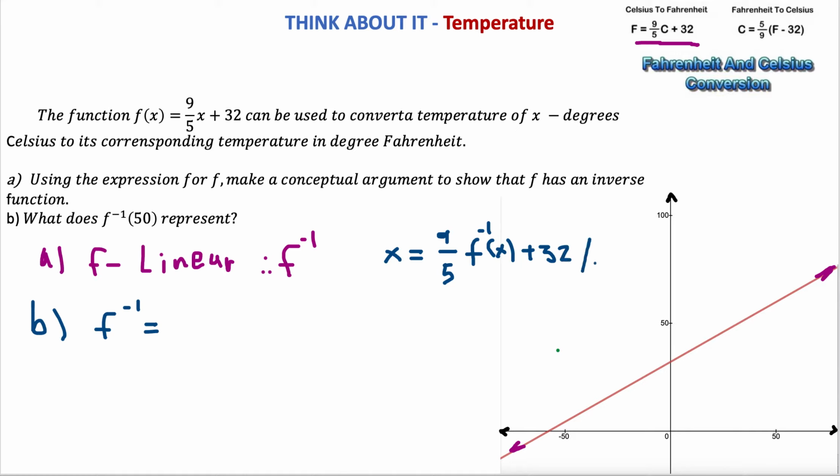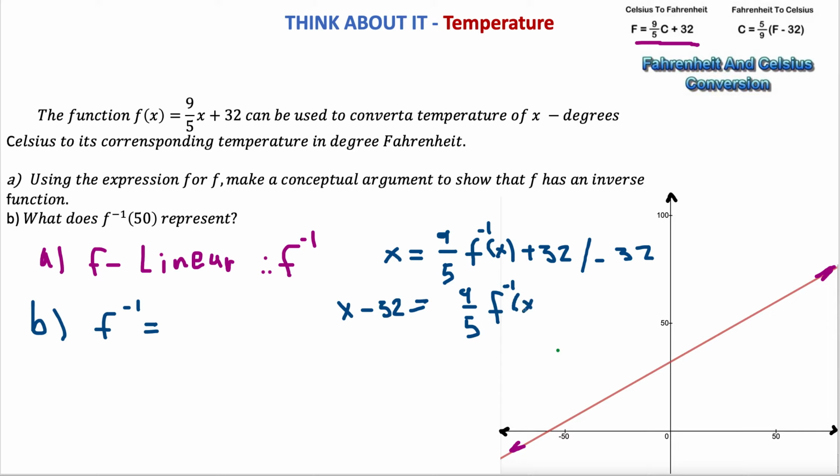And if we subtract 32 from both sides, we are going to get x minus 32. On this side, minus 32 plus 32 goes away, and this is 9/5 f inverse function of x.